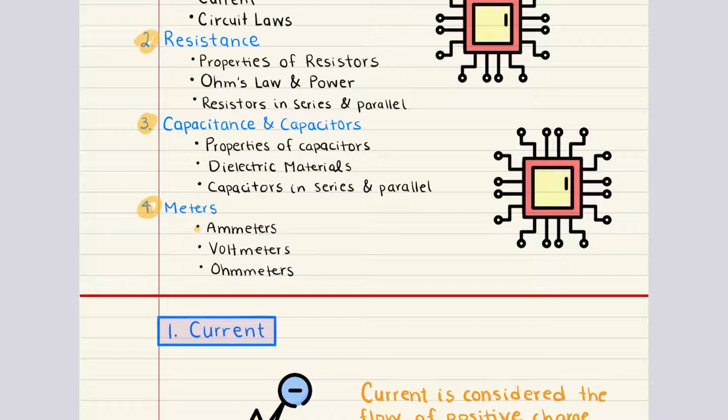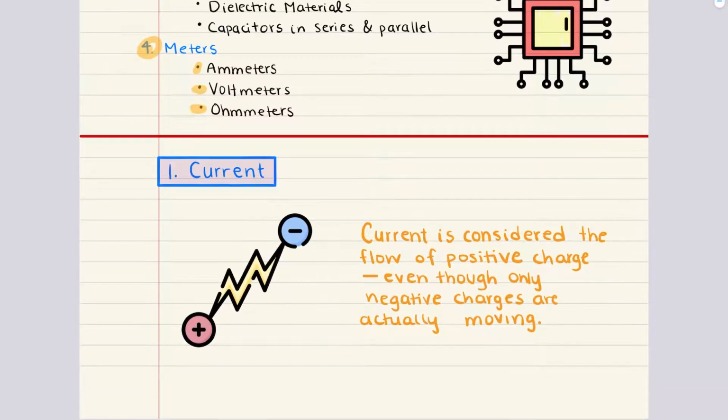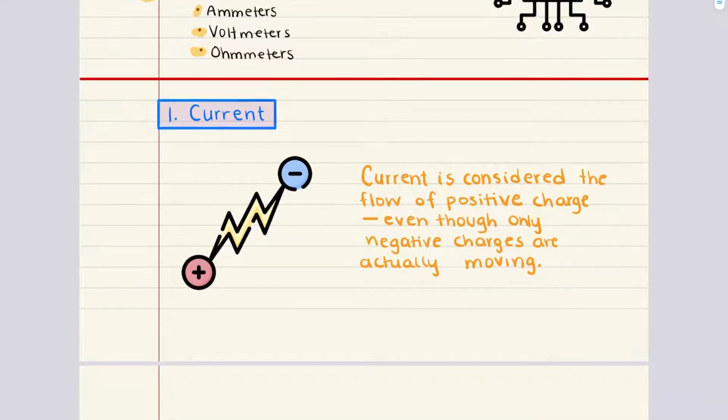And then finally, we're going to look at various instruments used to measure circuit properties. We're going to define ammeters, which measure current, voltmeters, which measure voltage, and ohm meters, which measure resistance. And understanding these tools will allow us to analyze circuits accurately in practice. Now that we have an overview, let's go ahead and begin with our first objective.